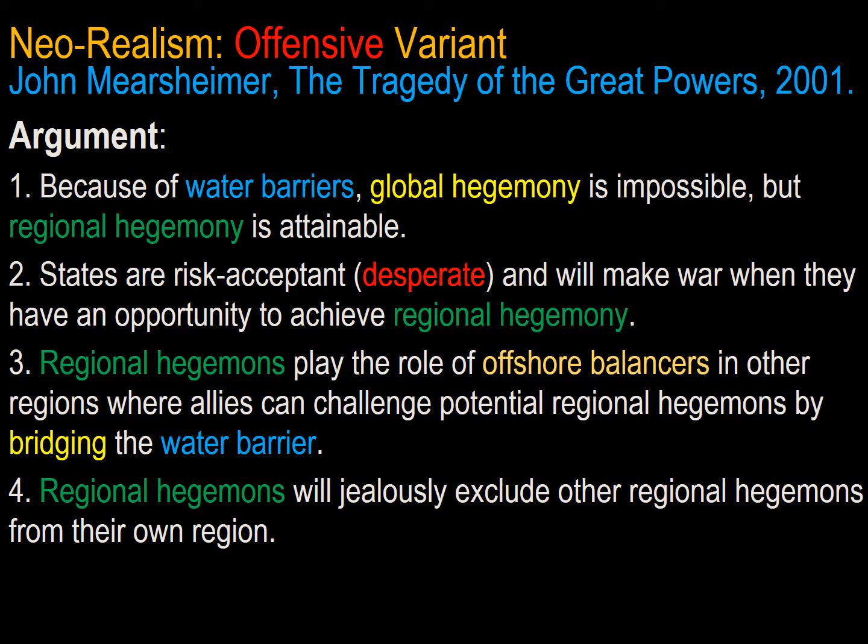Number 3. Regional hegemons play the role of offshore balancers in other regions where allies can challenge potential regional hegemons by bridging the water barrier. So the US doesn't want other countries to come into North America, and the best defense is a good offense. So the US deploys its power abroad to neutralize other regions. The US uses England effectively as a base to influence European politics and to stop the Europeans from having a regional hegemon. So Germany can never dominate Europe.